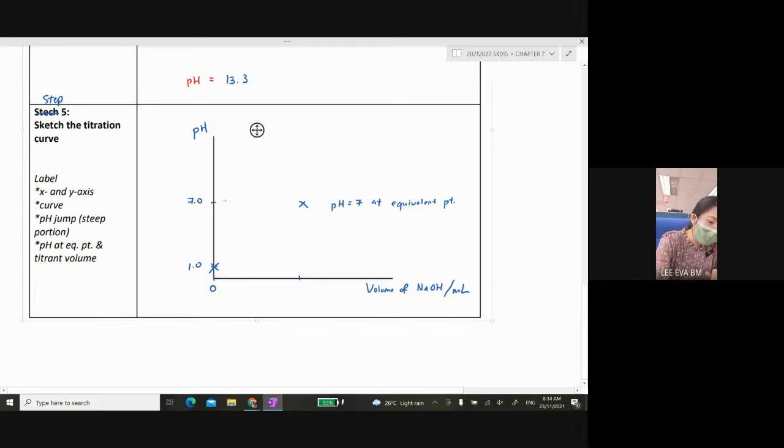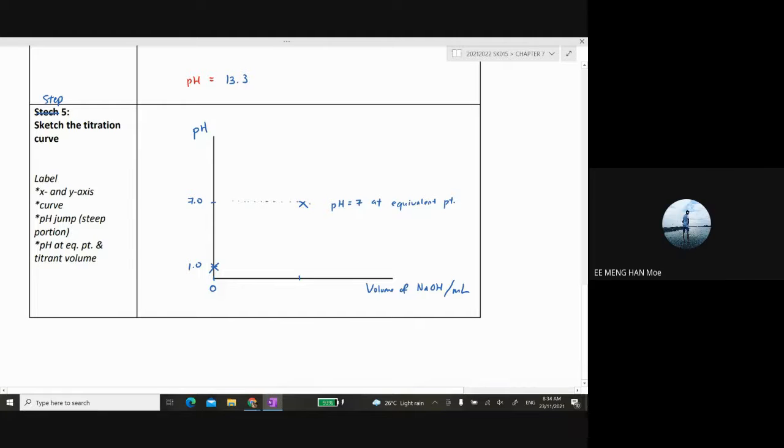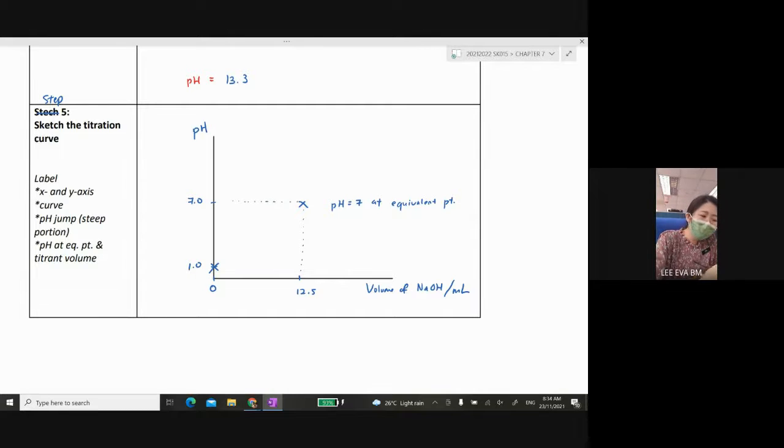What will be the volume? 12.5. Okay, so 12.5 at this point. And the last point, your final pH depends on the titrant, and we have 13.3. Okay, then you can label it: 13.3. Of course, the volume of your titrant will be more than the acid.